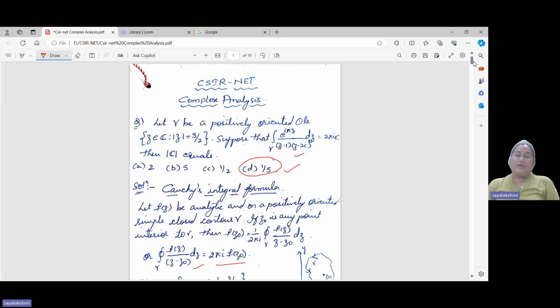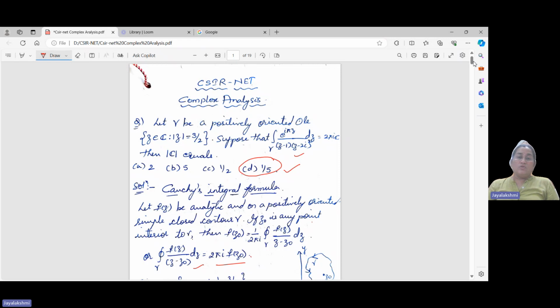Now, to apply Cauchy's integral formula, we should have a function that is analytic, and it should be positively oriented over a simple closed contour gamma. Suppose that z naught is any point in the interior of gamma, then f of z naught is equal to 1 by 2 pi i times the integral over gamma of f(z) over (z minus z naught) dz. For our convenience, we can also rewrite this as the integral over gamma of f(z) over (z minus z naught) dz is equal to 2 pi i into f of z naught.